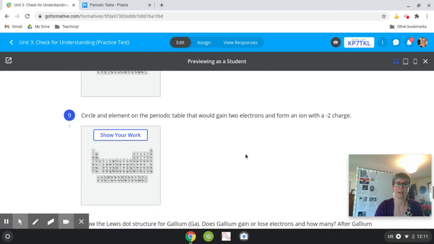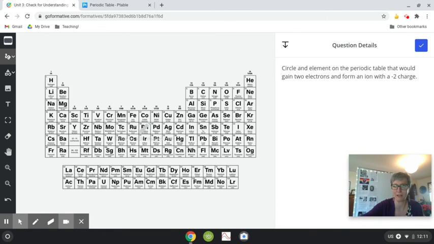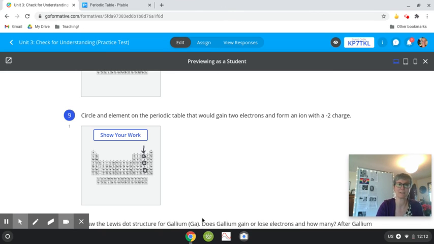And then number 9, circle the element on the periodic table that would gain 2 electrons and form an ion with a -2 charge. So that would be anything in here. We have again this group 16 and needs to have 8 electrons. So I can circle any element in here. I can do selenium, I can do polonium, oxygen. So that would be for that one on question number 9.